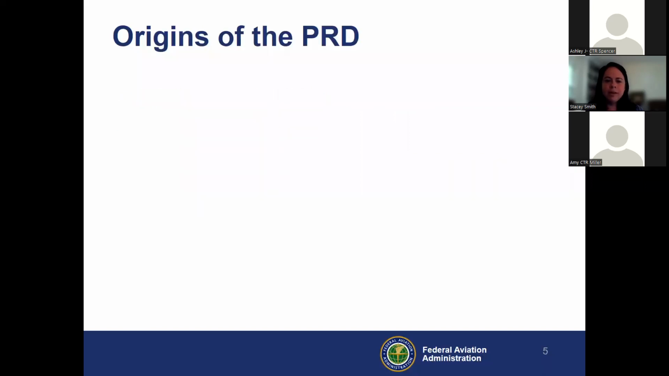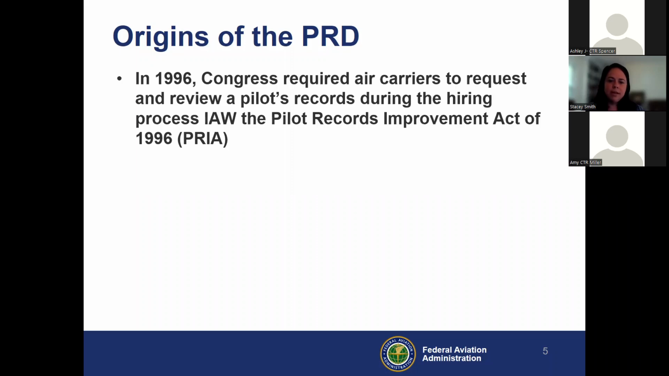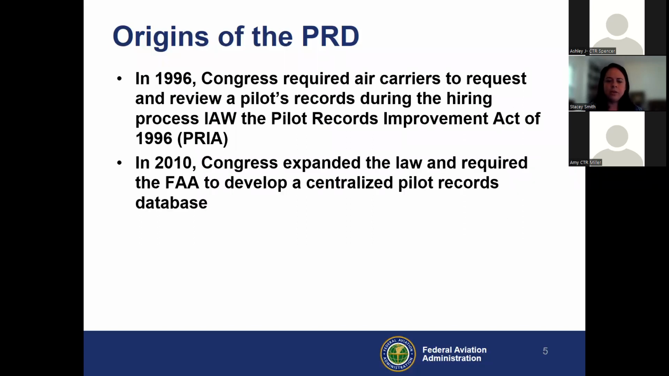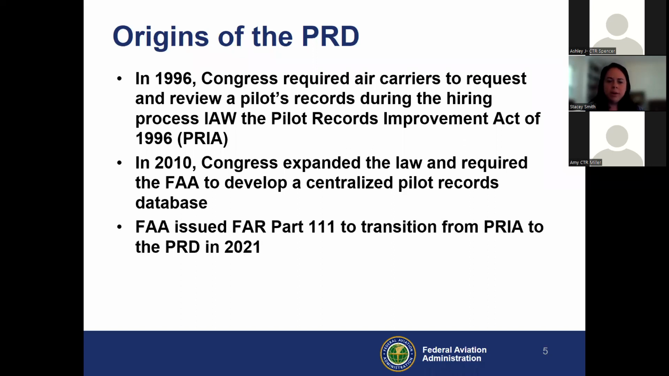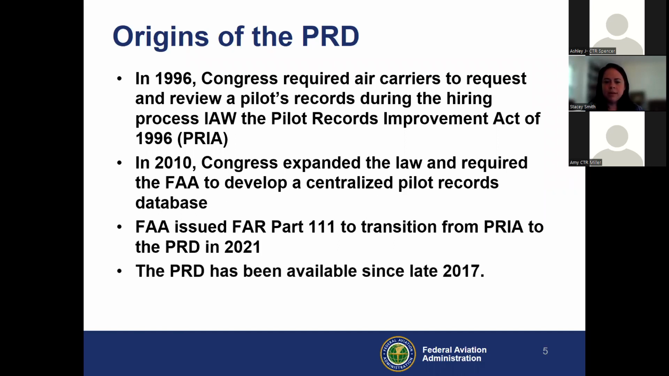Okay, so some of you may be wondering how we got here, so we'll go over the origins for PRD. In 1996, Congress enacted the Pilot Records Improvement Act of 1996, or PRIA, in response to several air carrier accidents and recommendations from the NTSB. Later, the Airline Safety and Federal Aviation Administration Extension Act of 2010 was passed by Congress, requiring the creation of an electronic database to contain pilot records, known as the Pilot Record Database. Its intent was to solve challenges with record sharing under PRIA. In 2021, the FAA issued 14 CFR Part 111 to transition from PRIA to the PRD. So as of today, the PRD has been available since 2017.